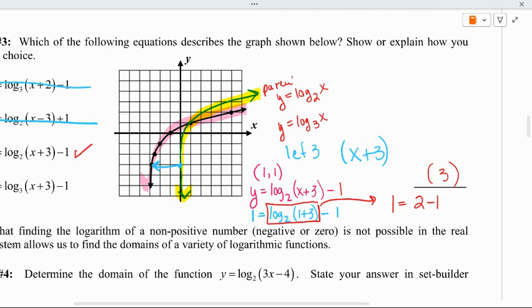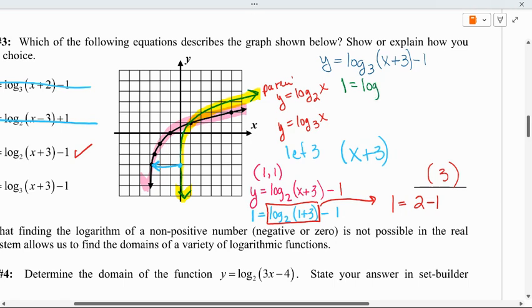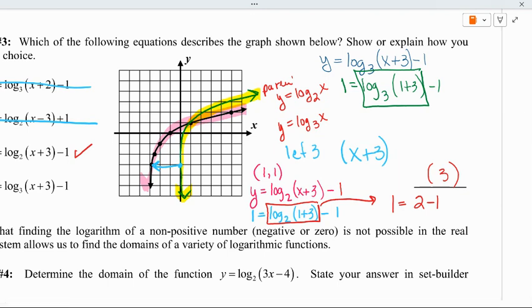I'm going to check the log base 3 just to make sure we understand. So log base 3 of (x plus 3) minus 1. Again, I'm going to let x and y both equal 1. I'm picking a point, and I'm checking to see if it works. So 1 equals the log base 3 of (1 plus 3) minus 1. So log base 3, 3 to what power equals 4? Well, nothing nice, right? Nothing nice, so it's definitely not that.